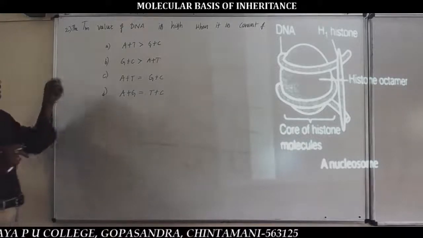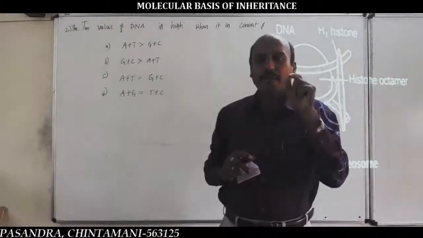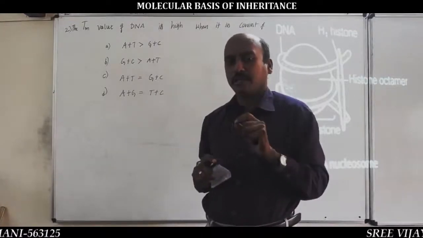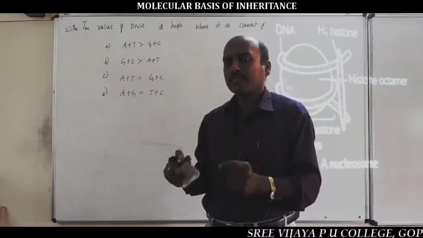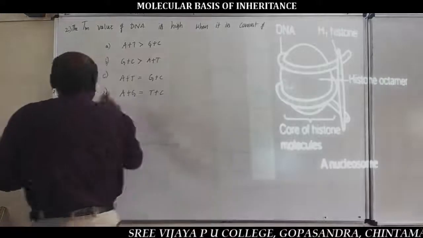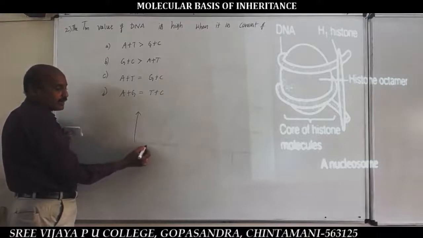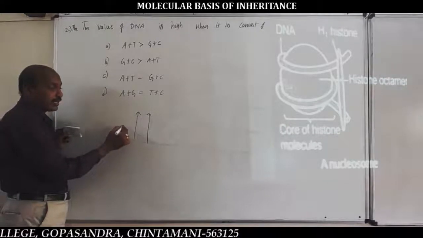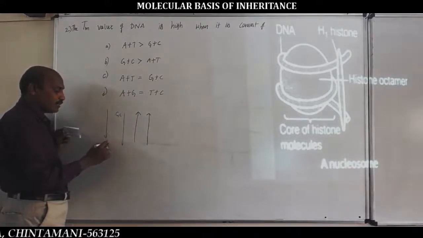Dear students, we have already discussed this in the topic of the melting temperature of DNA. The Tm value of DNA is higher whenever DNA contains a higher percentage of G and C, guanine and cytosine base pairs. If the DNA contains more GC, it requires more temperature for dissociation, for separation. If the DNA contains less G and C, it requires less temperature.